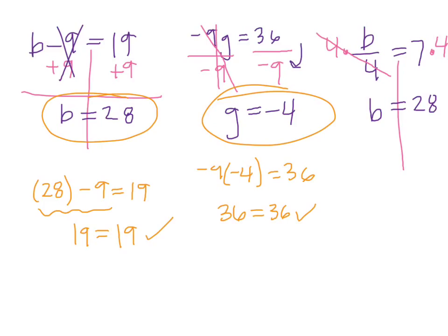Okay, well, let's check it out. So I substitute 28 in place of b. It's 28 over 4, and we have equals 7. 28 over 4, or 28 divided by 4, is 7. And that is true, 7 equals 7. So I must be correct.